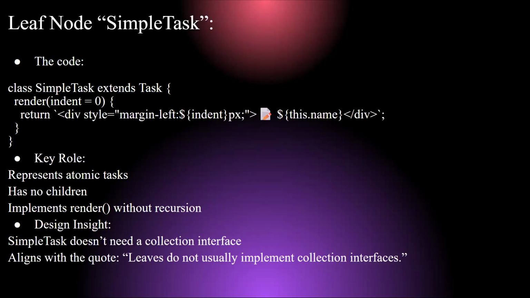Now, the simple task, which is a leaf. It extends the base task class and represents a leaf node. This class is designed to handle tasks that don't have any subtasks, so it's atomic and self-contained. Its implementation of the render method simply returns an HTML string that displays the task name, along with some indentation to position it visually in the tree. It does not have any child management functions like add or remove because it's not a composite. It's a final, indivisible unit.